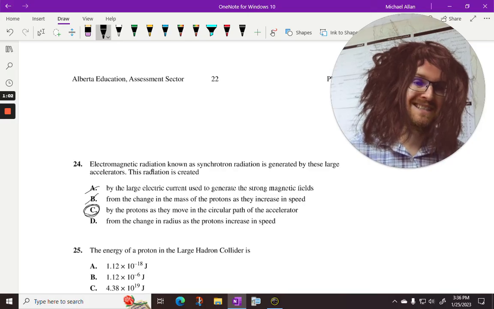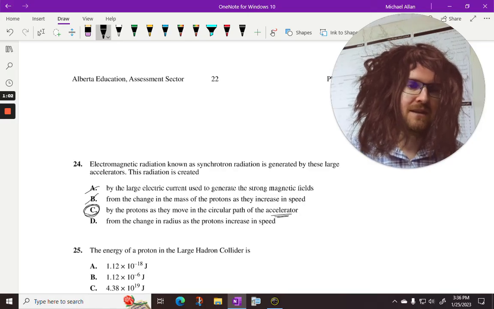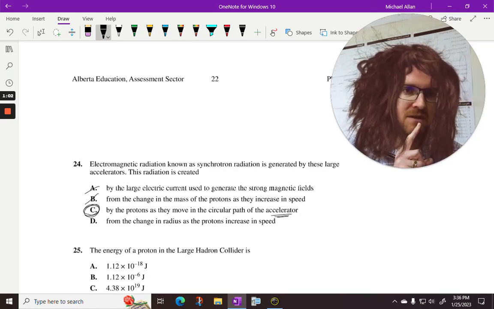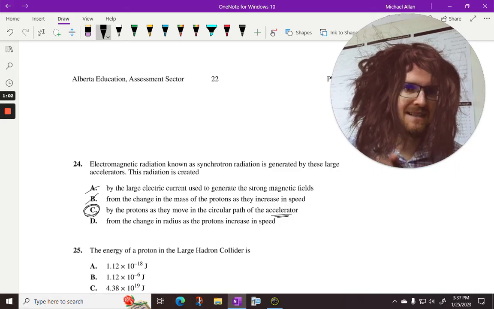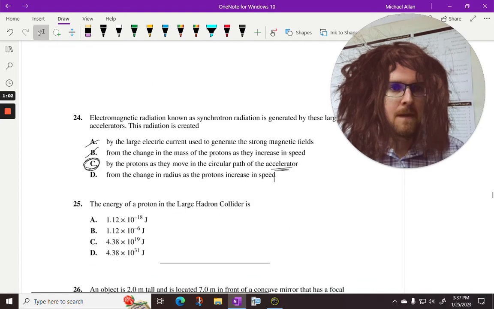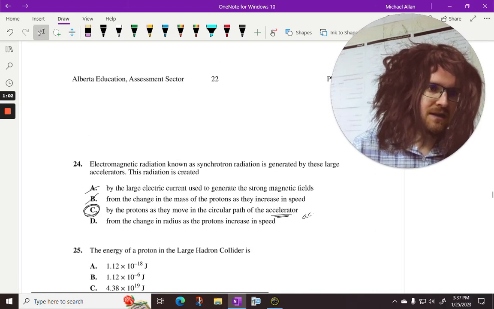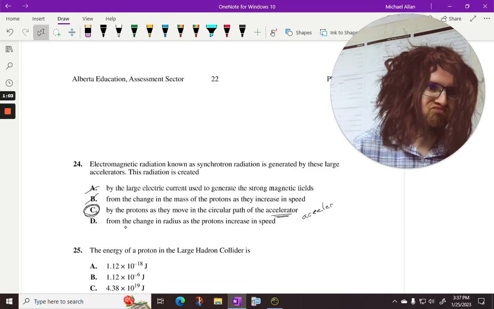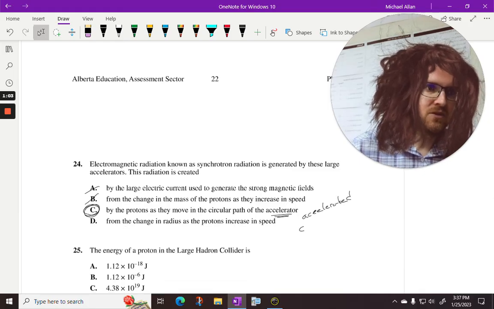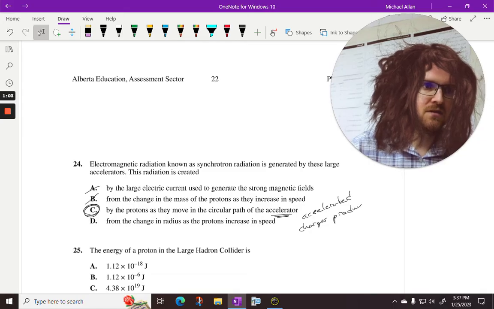Yeah, because it's accelerating, right? It's a charged particle from the charge. And the change in the radius. No. No, it's because of the accelerated charge, and Maxwell's first prediction. You write that down. Accelerated charges produce EMR. Okay.